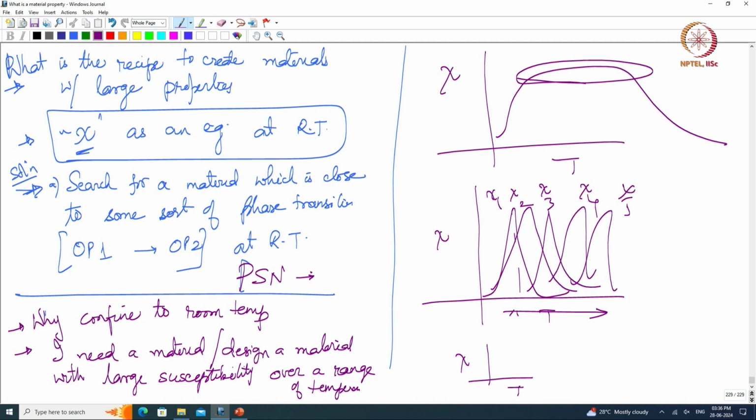right. So, I can make a hodgepodge of all these things, very simply put, right. This is my hand waving design principle, where I can probably get a susceptibility curve like this, right. So, in these broad ranges of temperatures I have a large susceptibility. Okay. So, how can I do something like that?